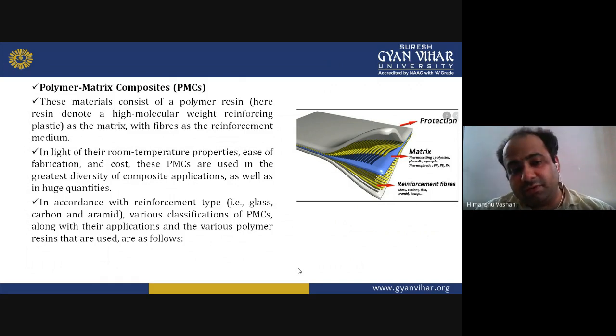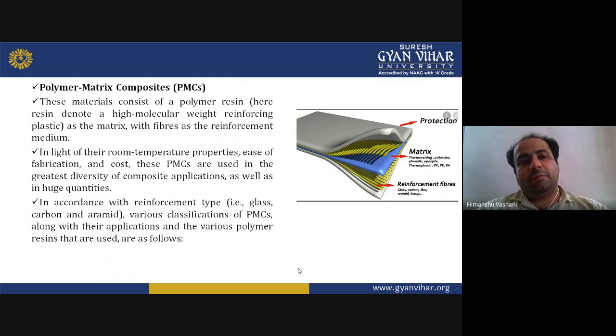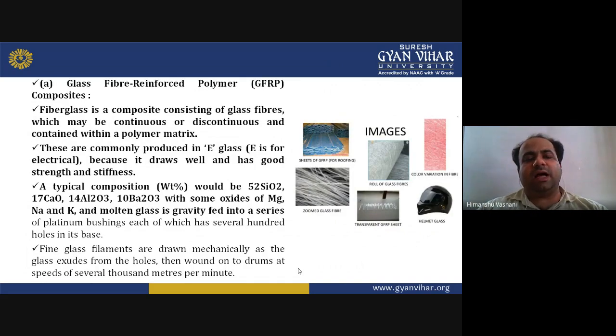In accordance with the reinforcement type, that is glass, carbon, and aramid, various classifications of polymer matrix composites, along with the applications and the various polymer resins that are used here, are as follows. The first is the glass fiber reinforced polymer composite, commonly known as GFRP. Fiberglass is a composite consisting of glass fibers, which may be continuous or discontinuous, contained within a polymer matrix.